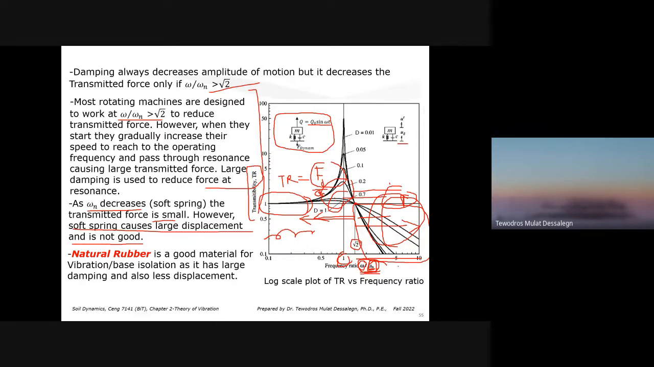Or what you can do is you can use something like a rubber to damp out the motion right under the equipment, the vibrating equipment, generator or a turbine or anything. You can use some damper like a rubber material. Rubber is a good material for vibration or base isolation, as it has large damping value and also has less displacement.